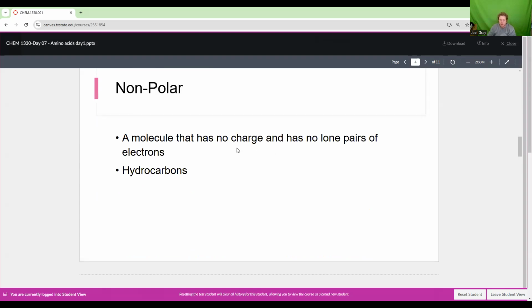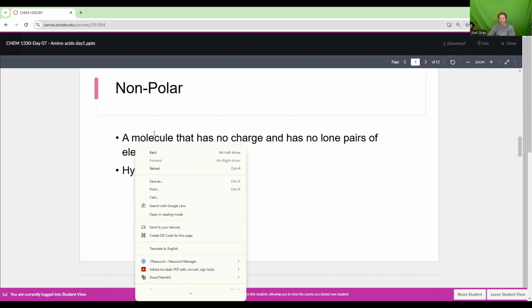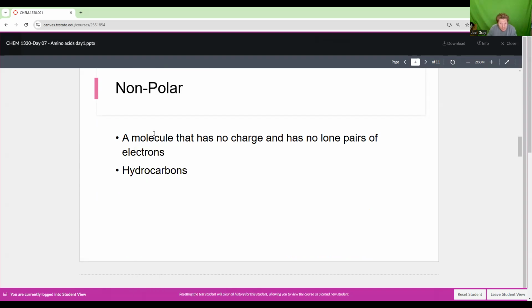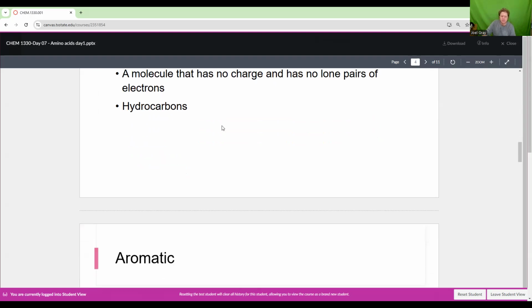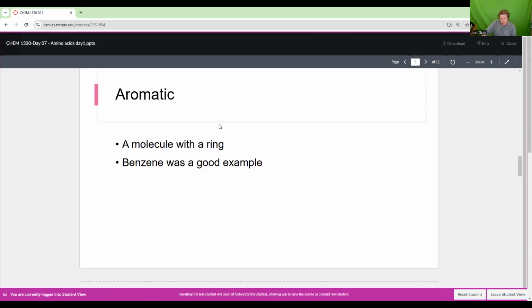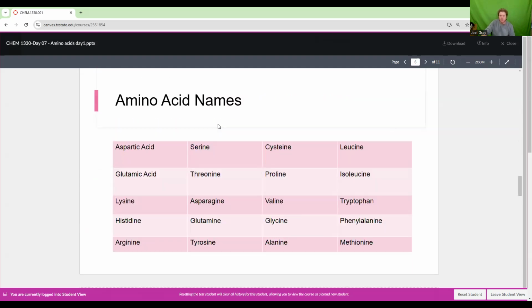When it comes to nonpolar molecules, you're looking for something with no charge. So these definitions, polar and nonpolar, relate back to the chemistry review, but also give you a sense of what the amino acid is. We've got aromatic amino acids with rings, and then we've got our amino acid names. So these are all your 20 what are known as proteinogenic amino acids. These are the amino acids that are used to build proteins.